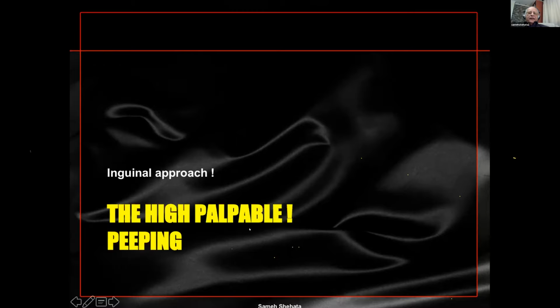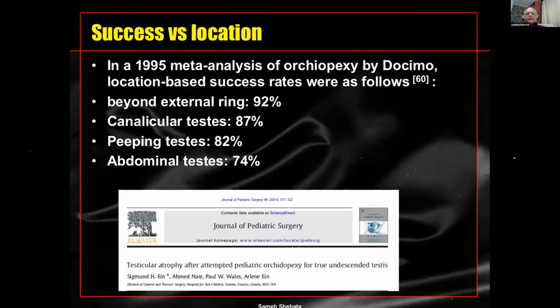Now we come to the high palpable peeping testis. Sometimes you have a high testis at the inguinal canal or a peeping testis. Sometimes it is tempting to operate on these cases through an inguinal incision in one stage. If you look at success versus location in a meta-analysis by Docimo, you see that the success rate beyond the external ring is 92%. If you go intracanalicular, it is 87%. If you go to the peeping testis, it is 82%, and abdominal 74%. So looking at the peeping testis, there is an atrophy rate of about 20%.